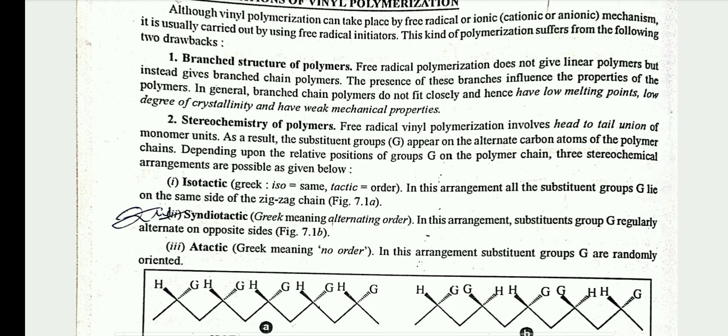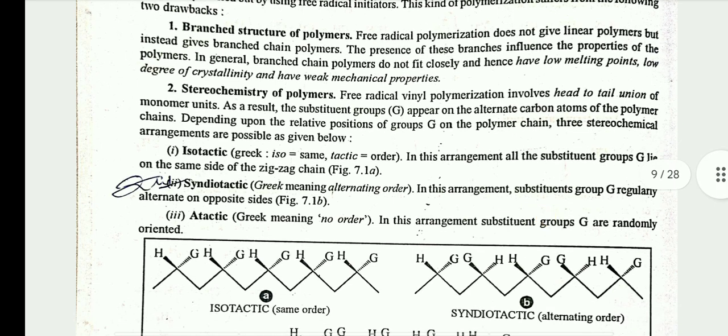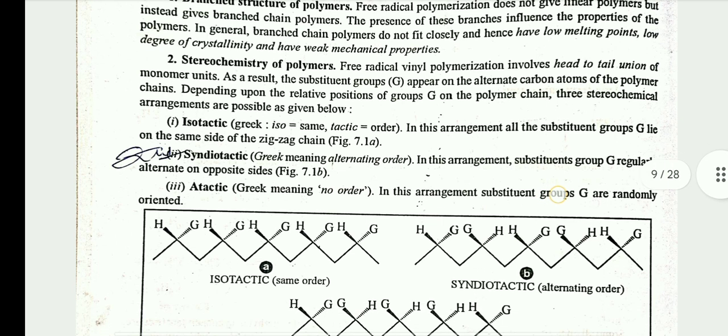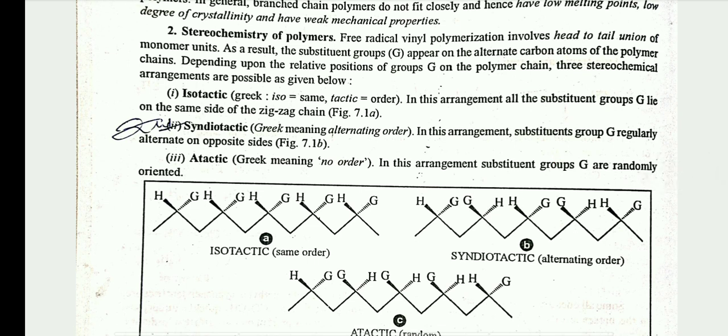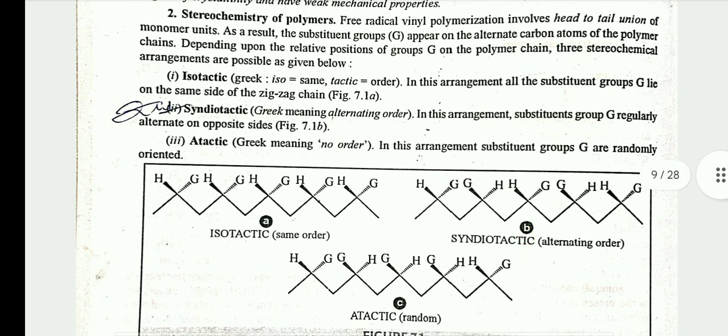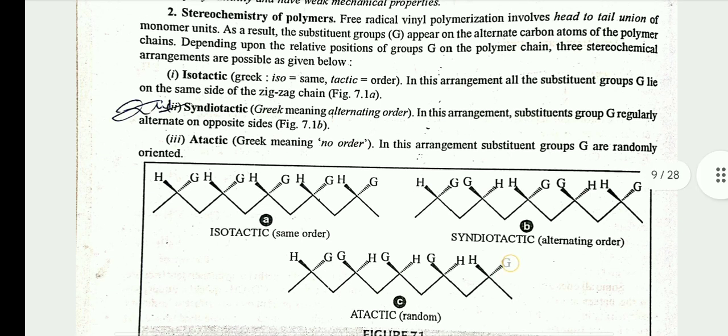Stereochemistry of polymers. Free radical vinyl polymerization involves head-to-tail union of monomer units. As a result, the substituent groups appear on alternate carbon atoms of the polymer chains. Depending upon the relative position of group G on the polymer chain, three stereochemical arrangements are possible as given below. Isotactic. In this arrangement, all substituent groups G lie on the same side of the zigzag chain.